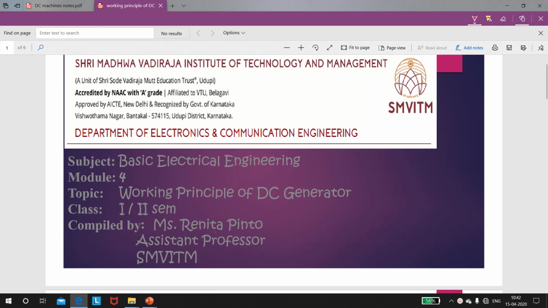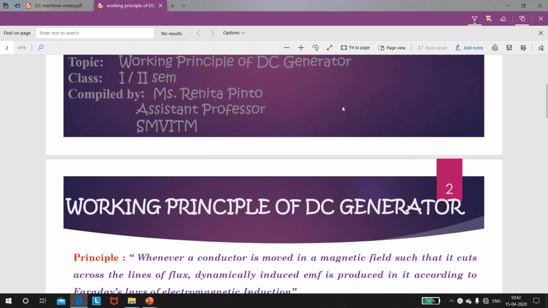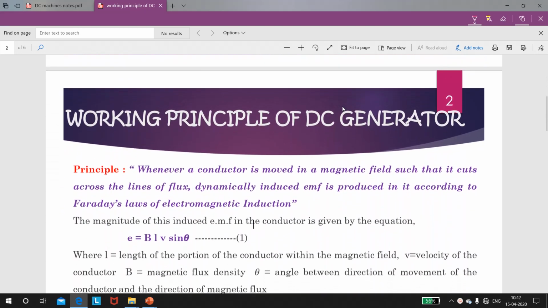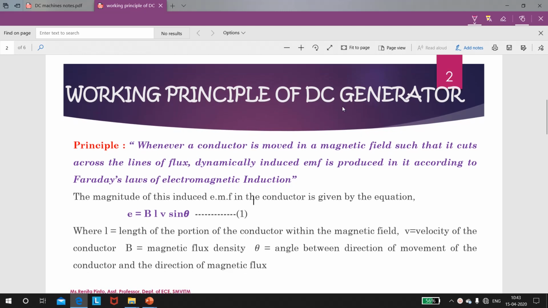Today I will be going through the working principle of DC generator. As you already know, DC generator converts mechanical energy into electrical energy. So DC generator works on the principle that whenever a conductor is moved in a magnetic field such that it cuts across the lines of flux, dynamically induced EMF is produced in it according to Faraday's laws of electromagnetic induction. So EMF produced is given by E is equal to B into L into V into sin theta.